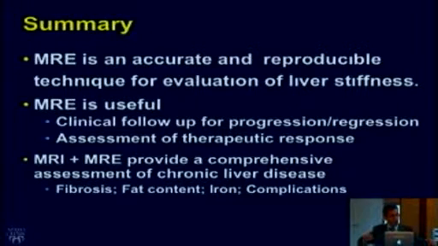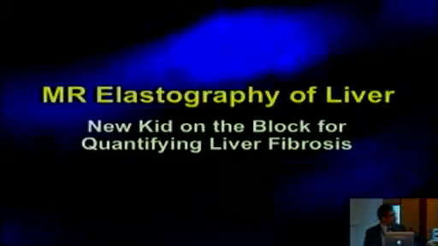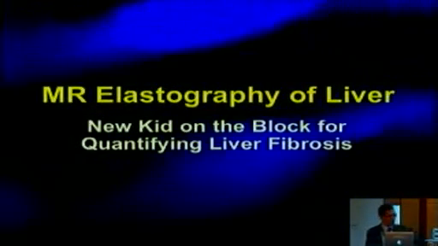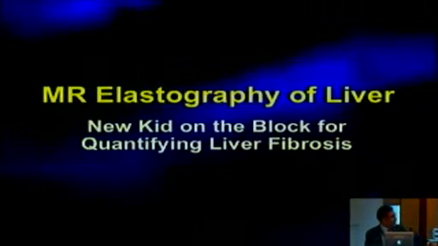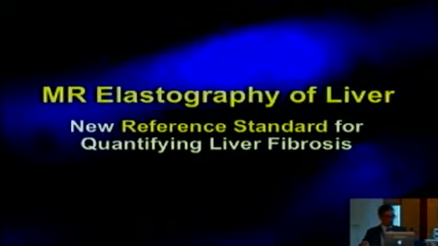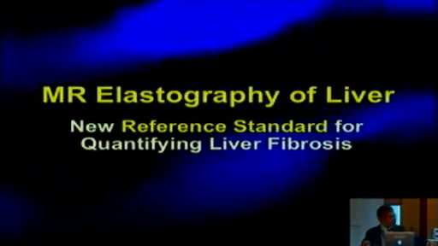So in summary, MRE is an accurate and reproducible technique for evaluation of liver stiffness. And MRE is useful for clinical follow-up as well as assessment of treatment response. And I think, in my personal opinion, MRI with MRE will give a comprehensive assessment of chronic liver disease, because you're giving evaluation of fibrosis, fat content, iron, as well as looking at the complications. So I started with this slide as a new kid on the block, but I do not agree that it is a new kid on the block. Probably it will be the new reference standard for quantifying liver fibrosis.